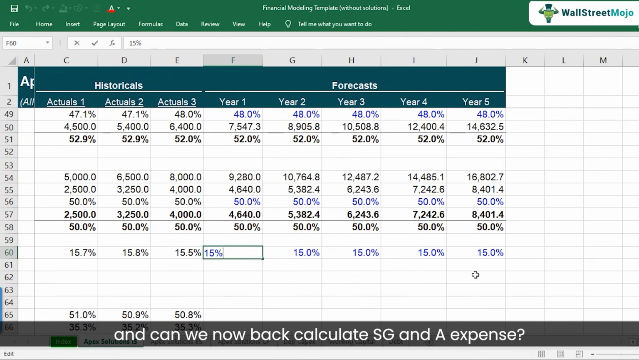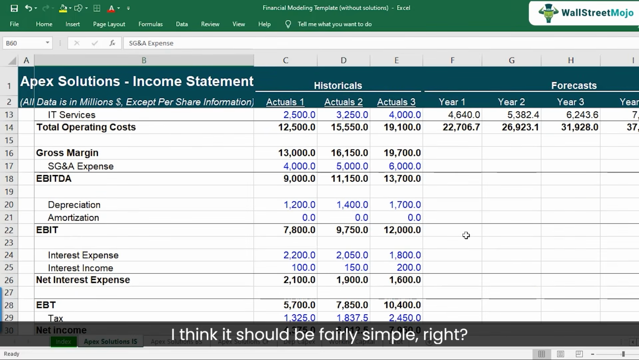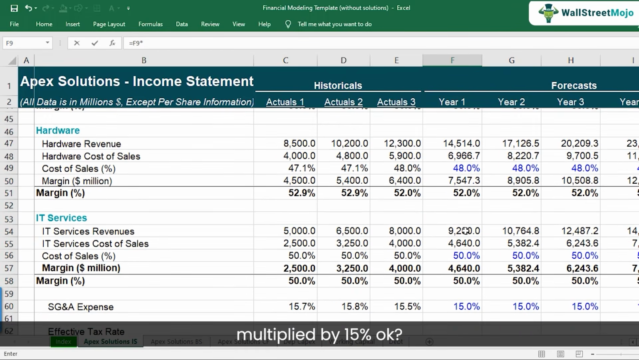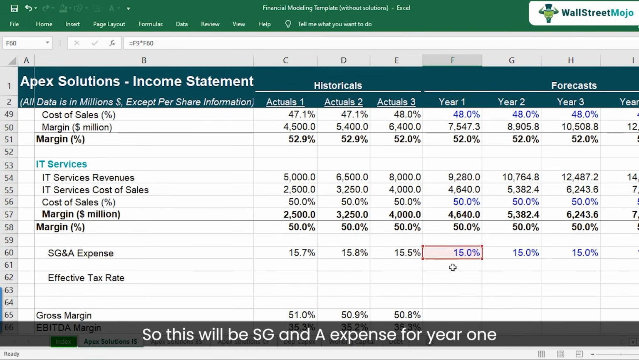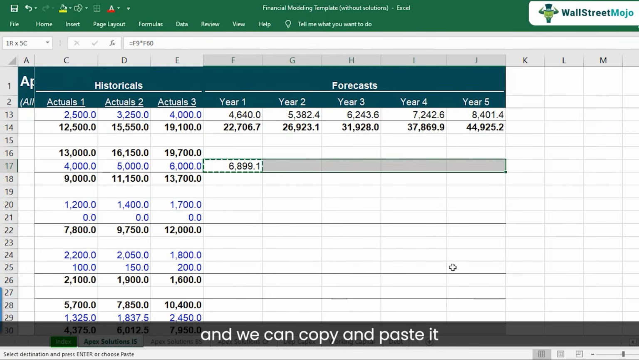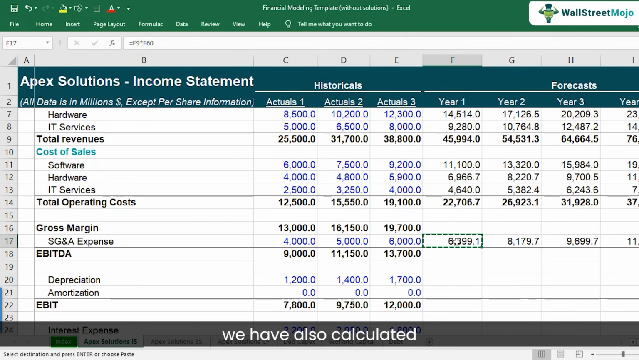And can we now back calculate SG&A expense? I think it should be fairly simple, right? So let's do that. This will be equal to total revenues multiplied by 15%. So this will be SG&A expense for year 1, and we can copy and paste it for the other years as well. So with that, we have also calculated the SG&A expense, right?